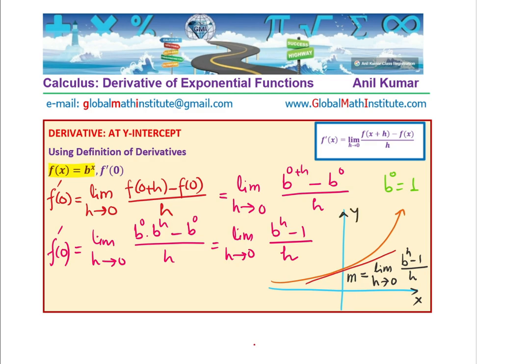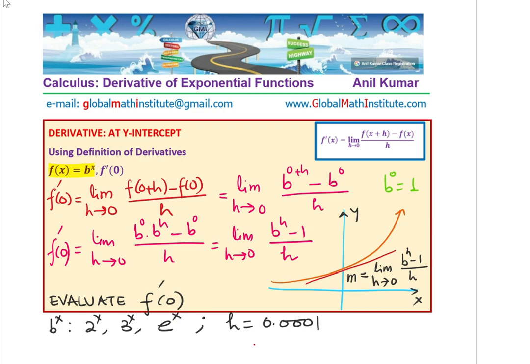Now what you can do here is evaluate the limit. So let this be an exercise for different values of b. We can take 2 to the power of x, we can take 3 to the power of x, and we can also take e to the power of x. And while evaluating, we can take the value of h in this expression as 0.0001. So that is going to give us the result to 3 significant figures. However, here is your general expression, correct? So I'd like you to now pause the video and answer this question.